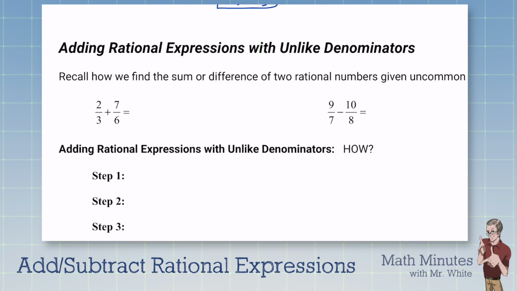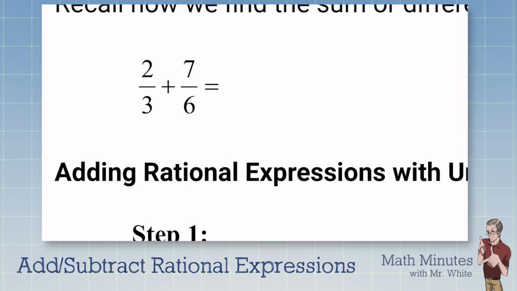Well, let's recall what we did when we had fractions, when we just had numbers. How did we do this? We had to, what I like to call, upgrade both fractions to have the common denominator. So you have to decide what it would be. What is the first multiple that these two have in common? And it's just a 6.